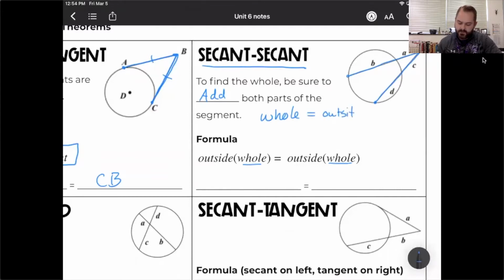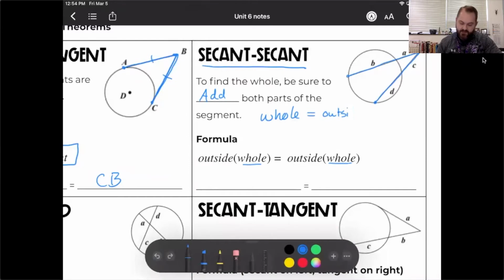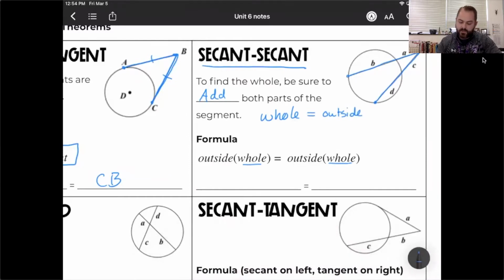outside plus inside. Outside plus inside. So that outside times the whole amount, again, that's a sum usually, and this is a sum we're going to add to get those. Outside times whole of one of them is equal to outside times whole for the other one.